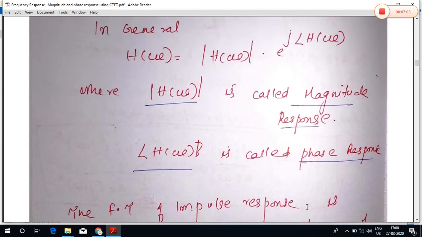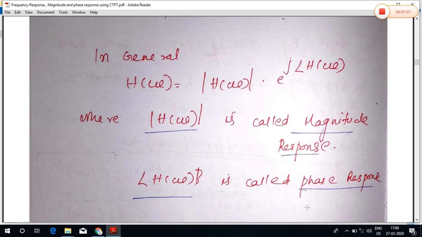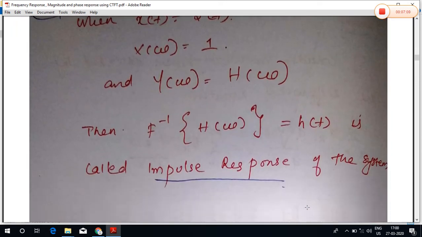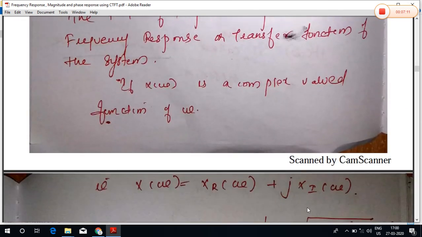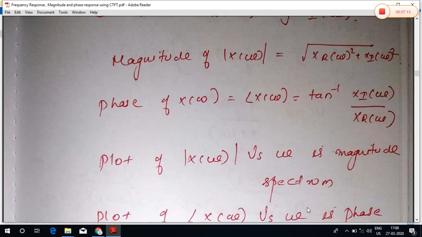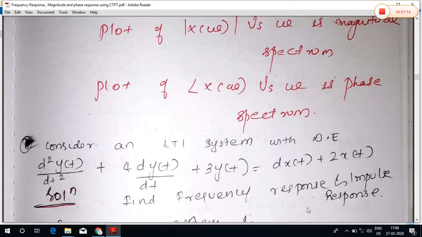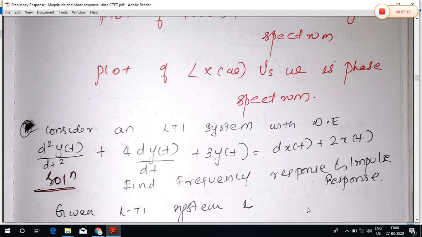So those are the main points: what is the concept of impulse response, what is magnitude response, what is phase response, and how to plot the magnitude as well as the phase response. Now let's move on to the first problem.